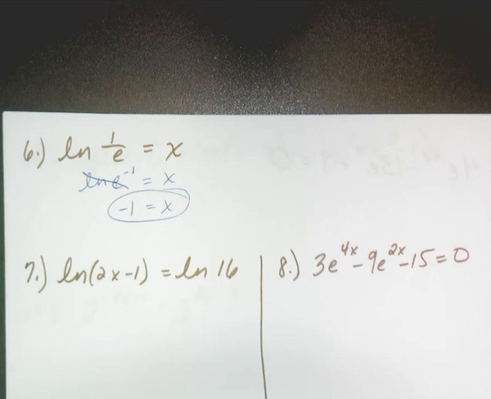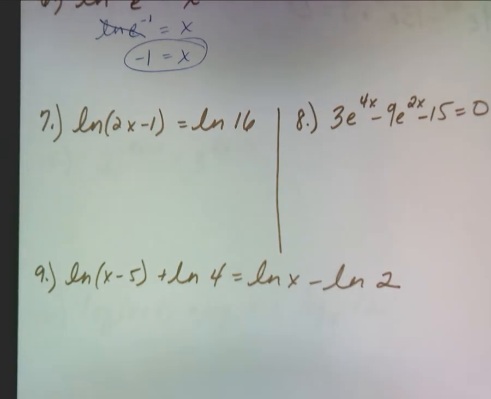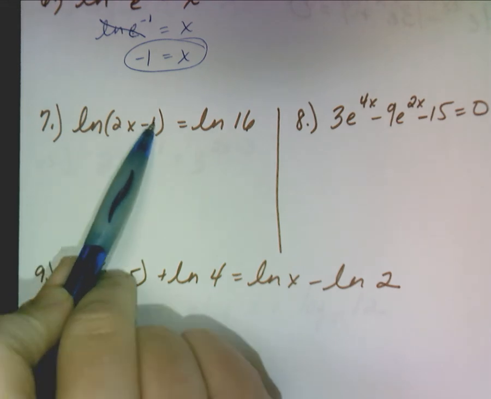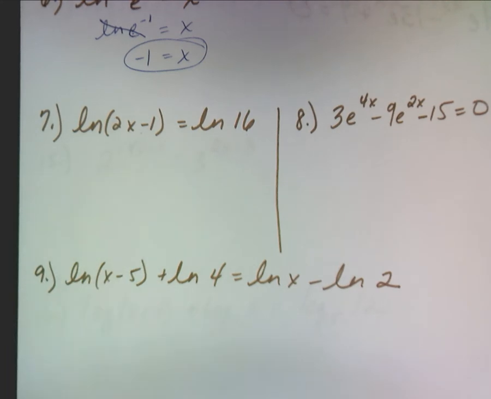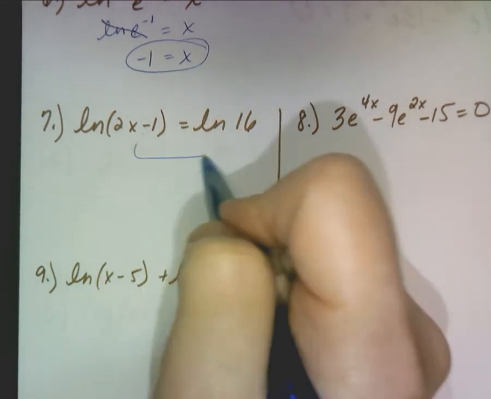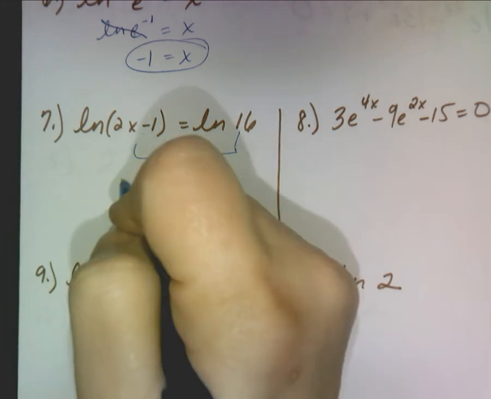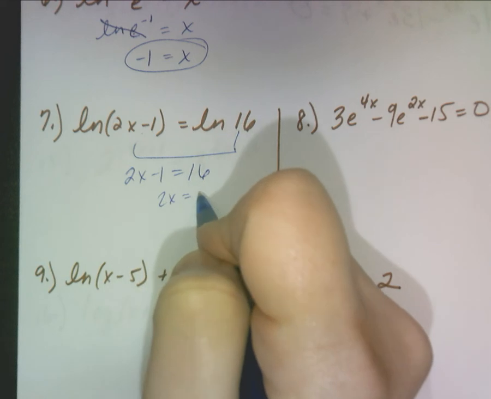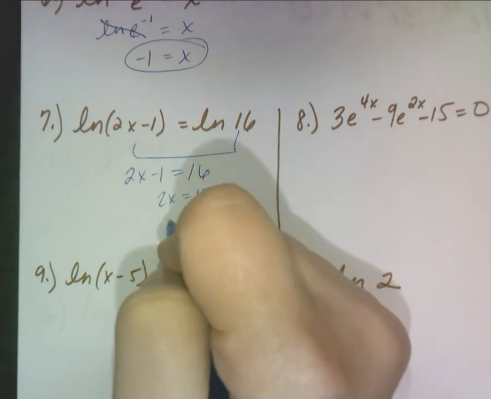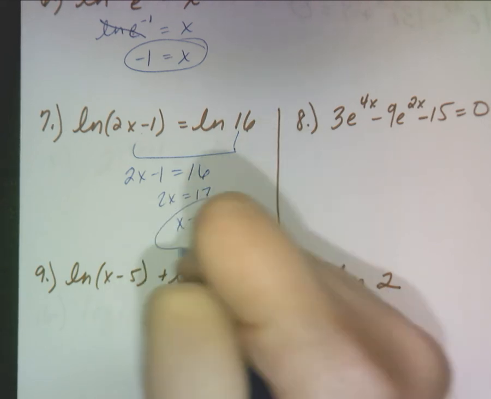Now I have an ln of 2x minus 1 equals an ln of 16. Well, again, ln's are just logs, just written differently, they're the same as logs. So these two, you can set equal to each other. 2x minus 1 equals 16. 2x equals 17. So x is 17 over 2.